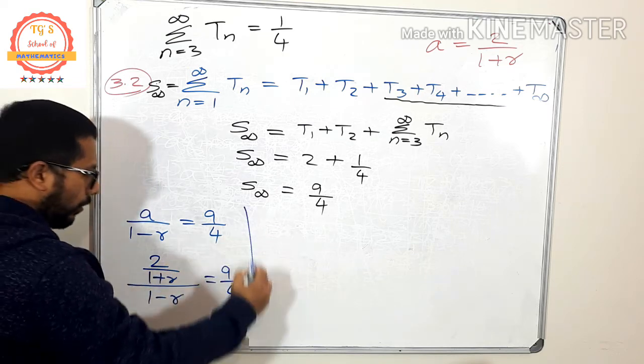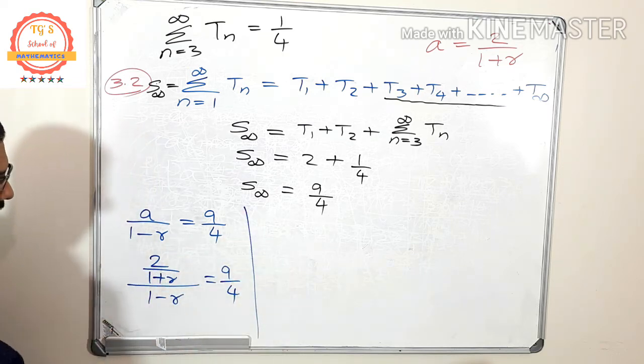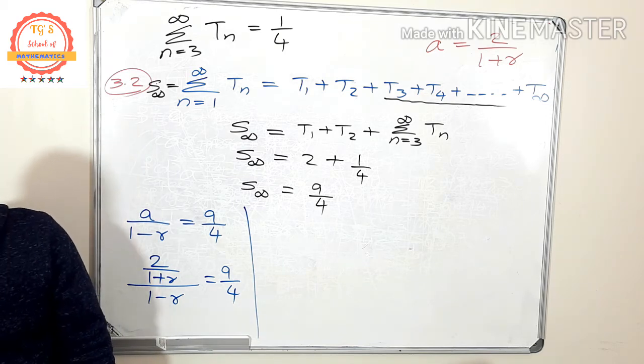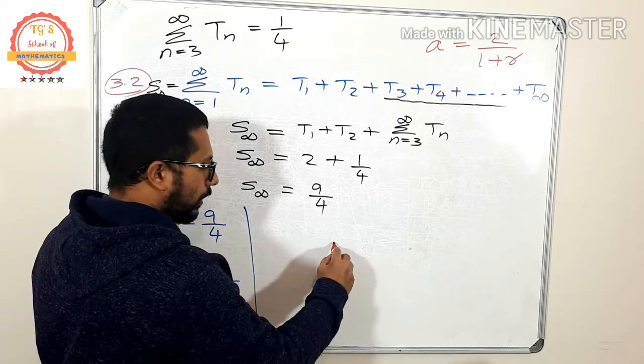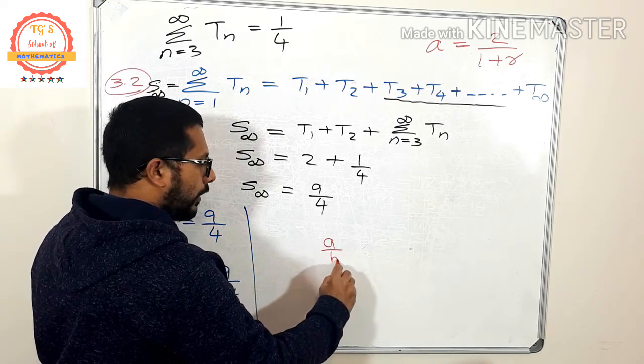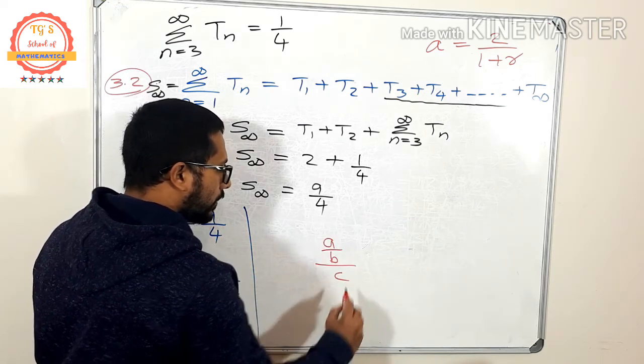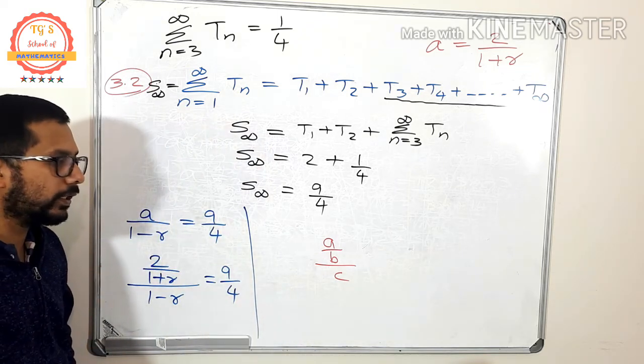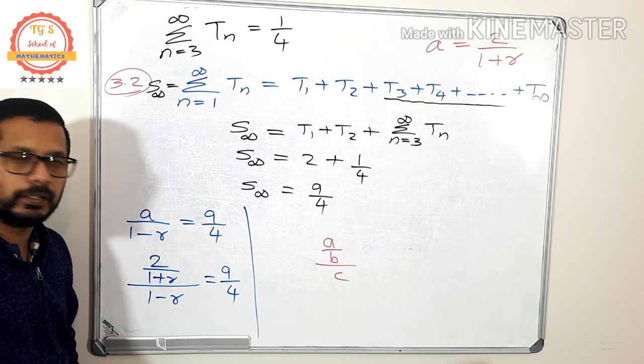Okay, so now how can you solve this one? Let me quickly explain something here. A divided by B divided by C. A by B divided by C. How can we write that one easily?